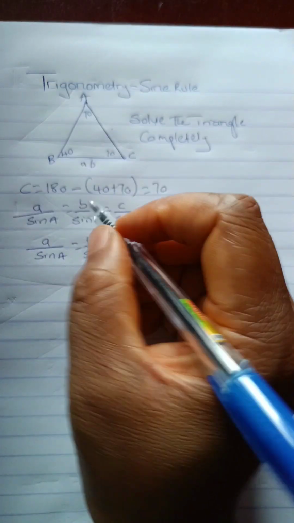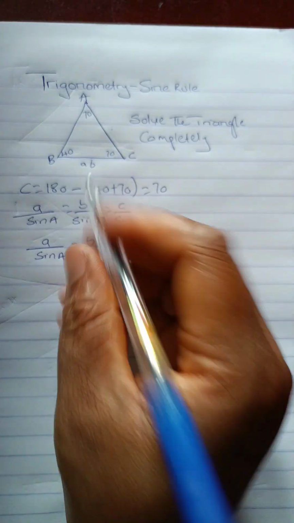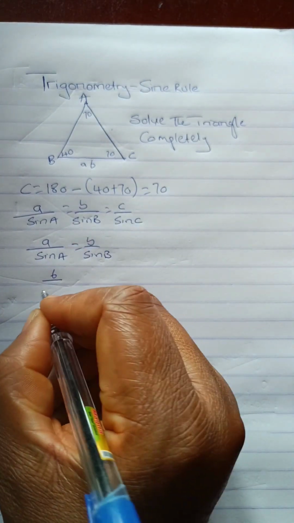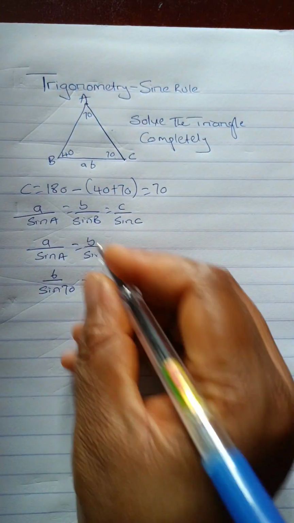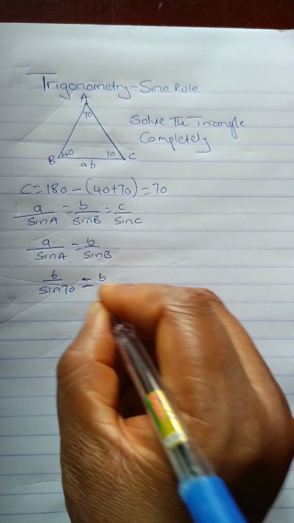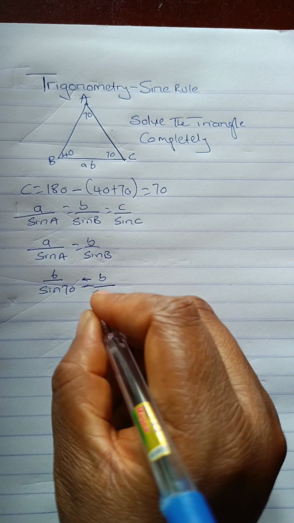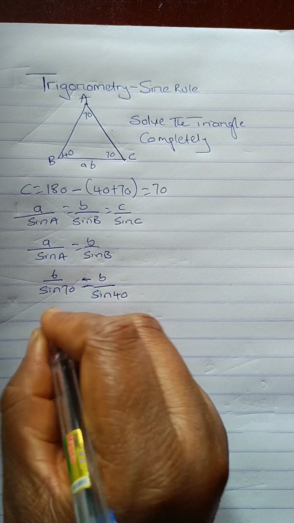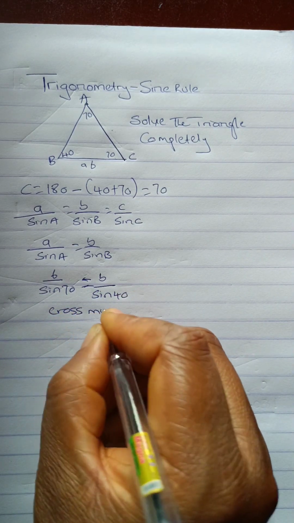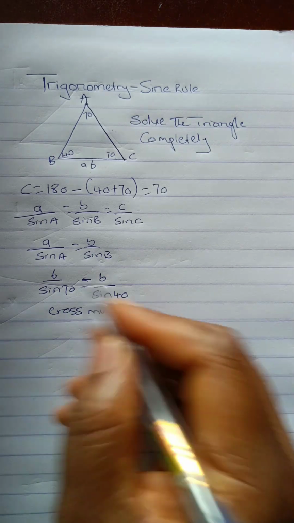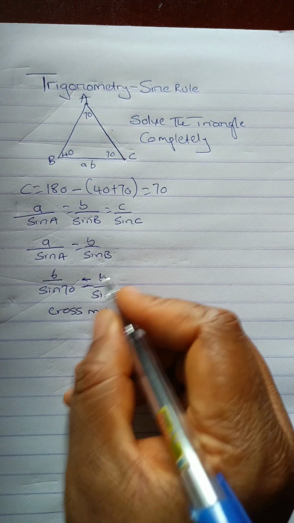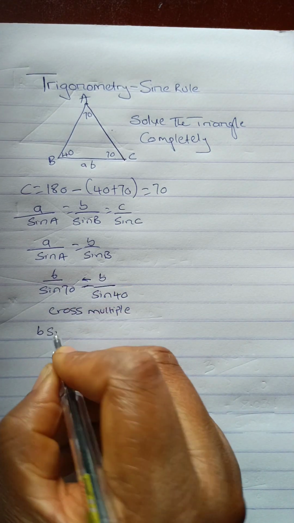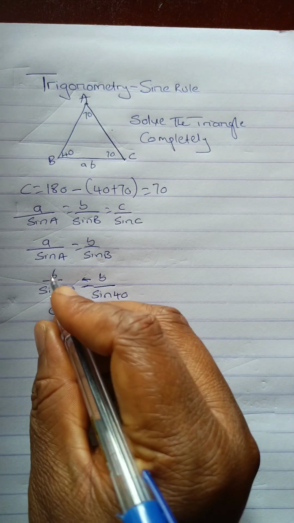There's a formula we use to solve this. So what's our small a? Our small a is 6 over sine 70. The big A is 70, equal to, what's the small b? We don't have anything for small b. So b over, the big B is 40, so that's sine 40. We cross multiply, which means you say this times this and this times this. This times this will be b sine 70 equal to 6 sine 40.